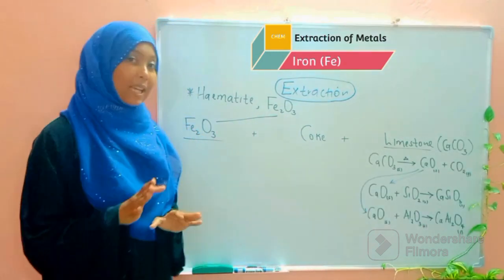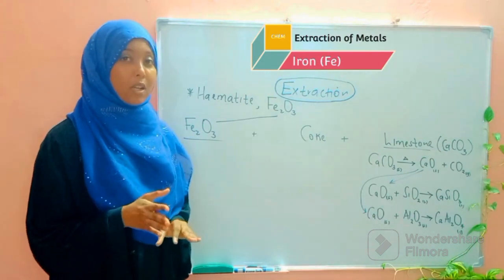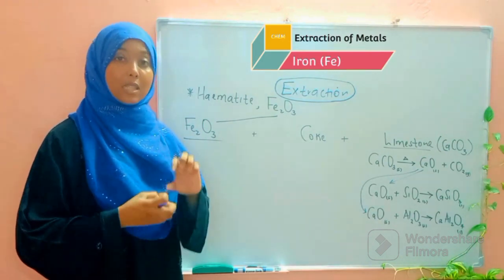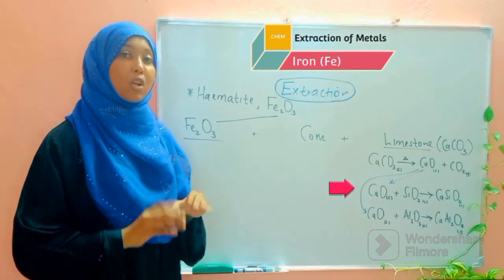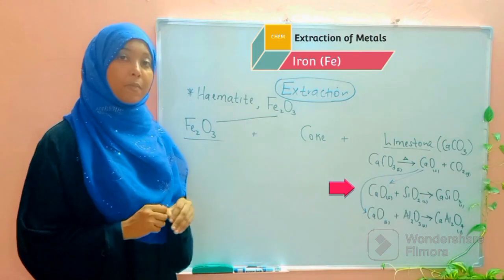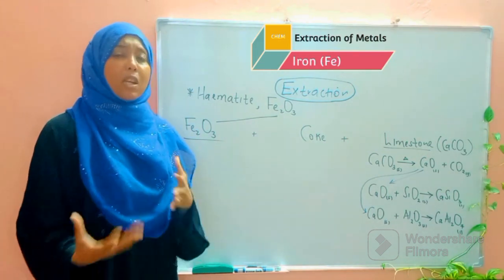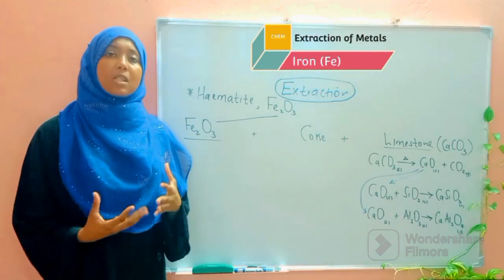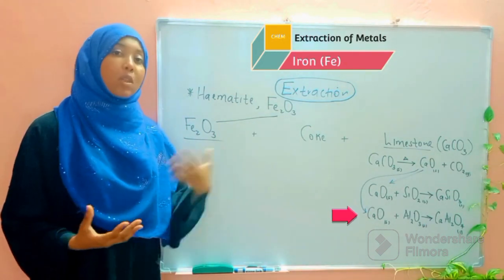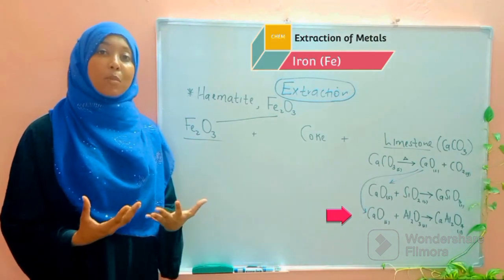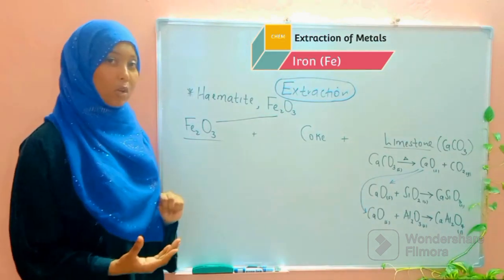Now, silica is silicon 4 oxide. This is an acidic oxide. So it easily reacts with calcium oxide, which is a basic oxide. This leads to the formation of calcium silicate. Aluminium oxide, on the other hand, is an amphoteric oxide. That simply means that it reacts with acids as well as bases. So it also easily reacts with calcium oxide, leading to the formation of calcium aluminate. Now, those are the equations.